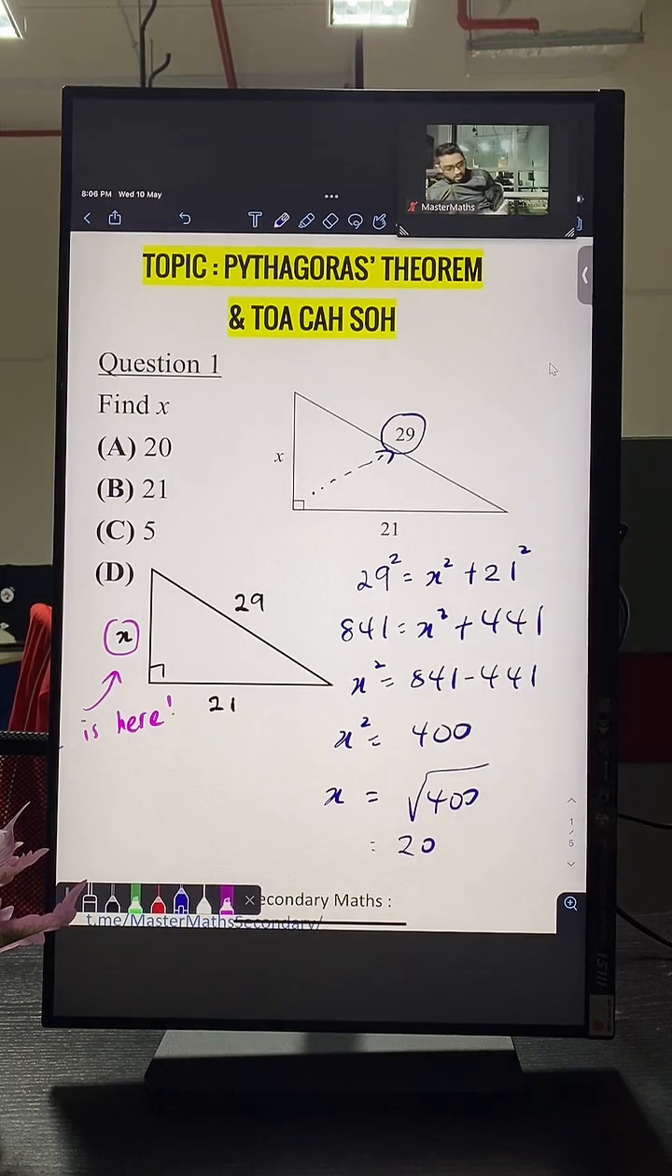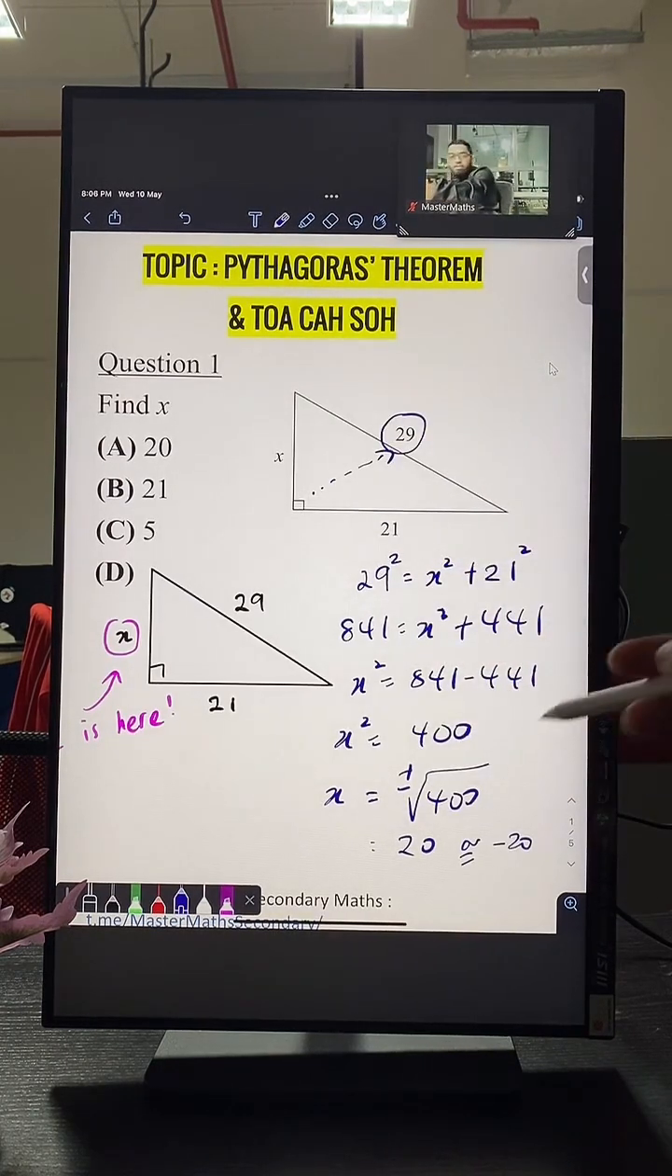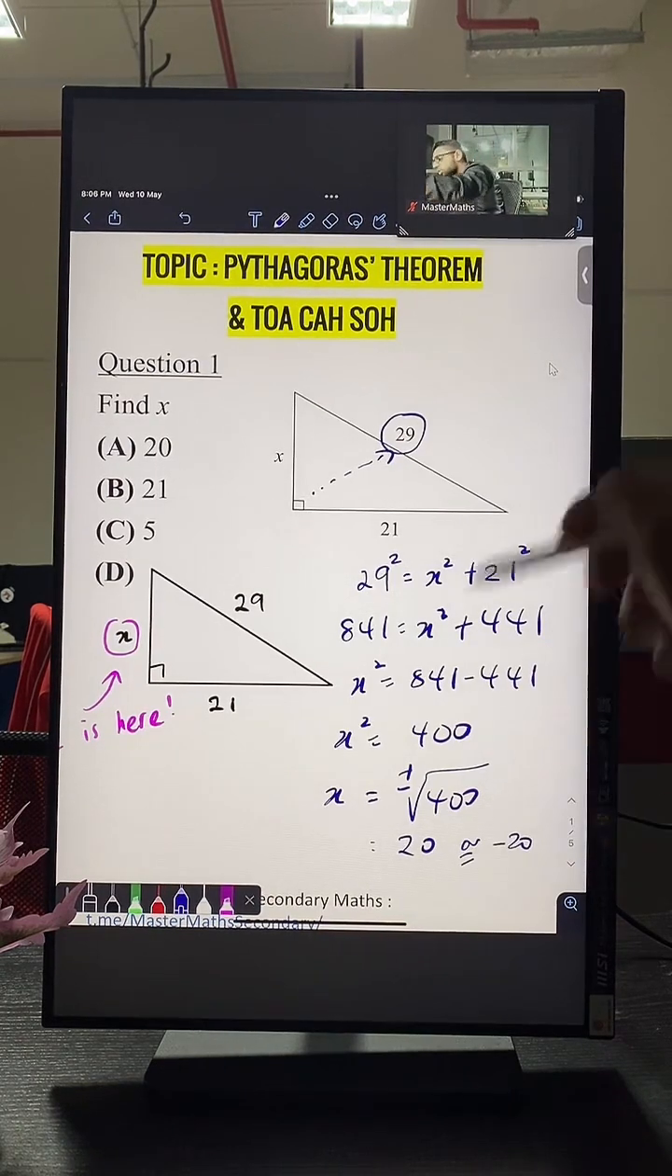Alright, plus and minus, and this will be 20 or negative 20. These two options are there. Obviously, length cannot be negative. Very, very obvious, right, guys? So what we do is we choose the answer to be 20. Option A is our answer.